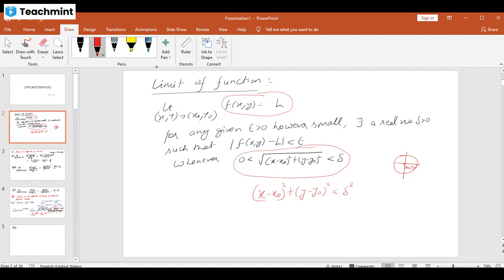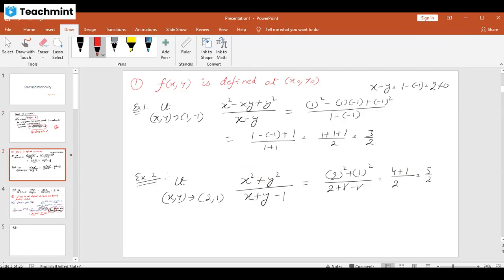Now in this part, we'll discuss some problems based on the limit of a function. If we talk about the different types of problems based on the limit of a function, we can categorize them into two or three types. The first type is when your function f(x,y) is defined at the point (x naught, y naught).